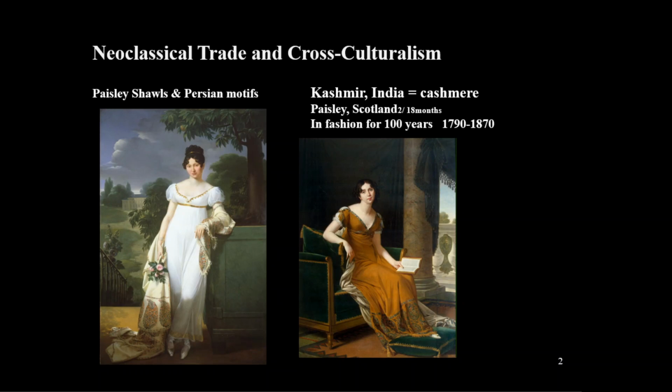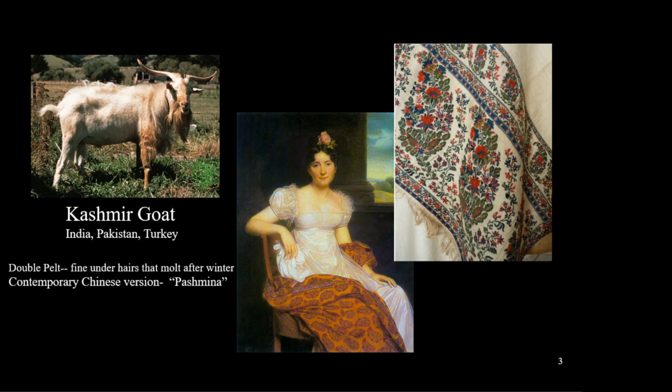By far the most desirable shawl was the cashmere shawl. They were so prized, many socialites made sure to include them in their portraits. The lady on the right wears an entire dress made of that fabric. The shawl was made of cashmere, a wool that comes from the Kashmir goat in India, Pakistan, and Turkey.